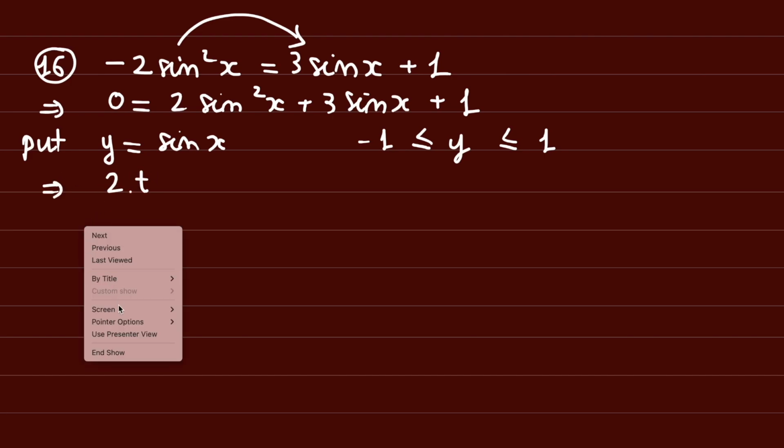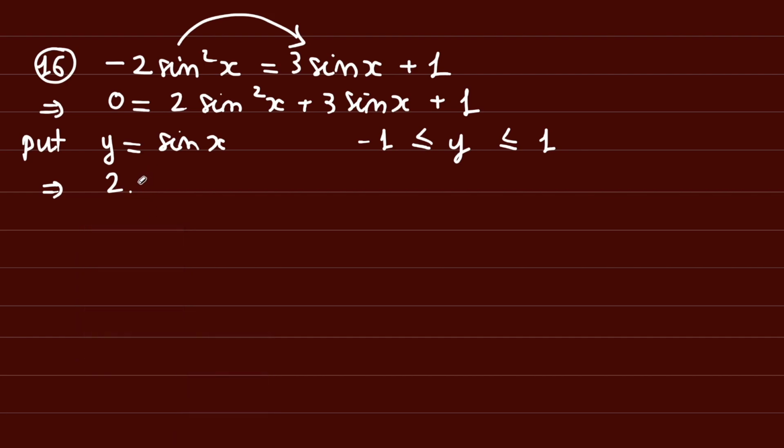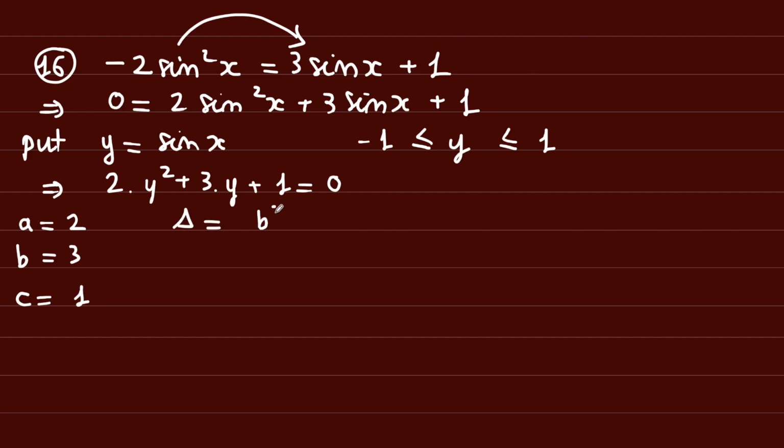Oh, this is not t anymore. It has to be y. 2y squared plus 3y plus 1 equal to 0. And the coefficients for each term in this quadratic equation are a equal to 2, b equal to 3, and c equal to 1. About the discriminant, you get the formula b squared minus 4ac. Substitute the values for a, b, and c. You get 9 minus 8 equal to 1.